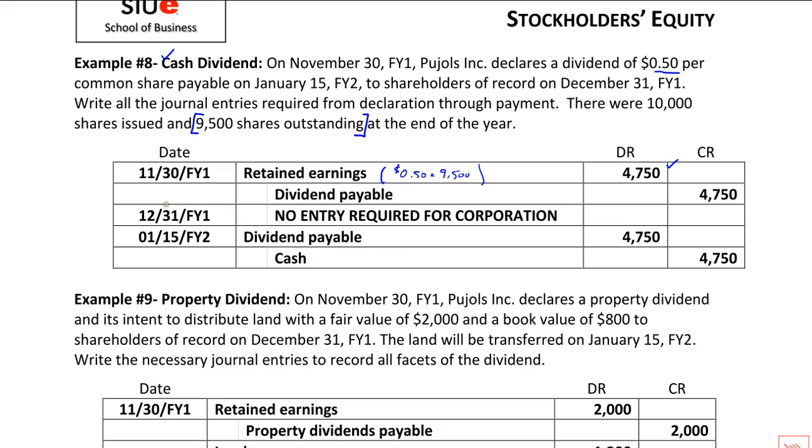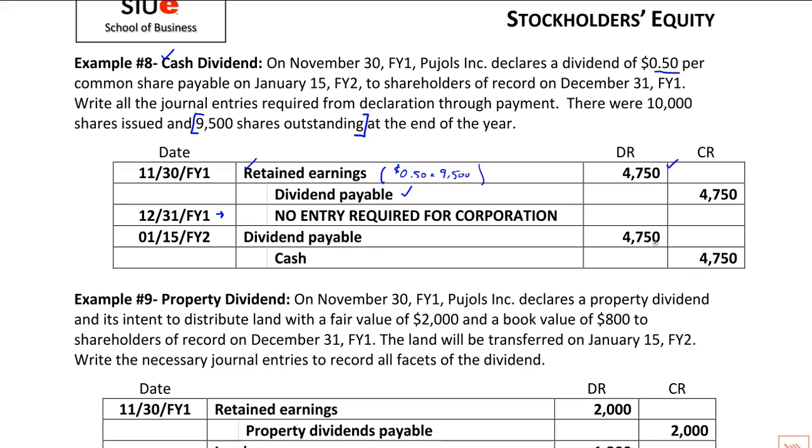So on the date of declaration, retained earnings or total stockholders' equity is reduced and liability is increased. On the date of record, there's nothing to do for the corporation. If another corporation owned the stock, they would record a dividend receivable and dividend revenue, but we're not doing that entry here. We're doing it from the perspective of the company that's declaring the dividend. So no entry required on the date of record.